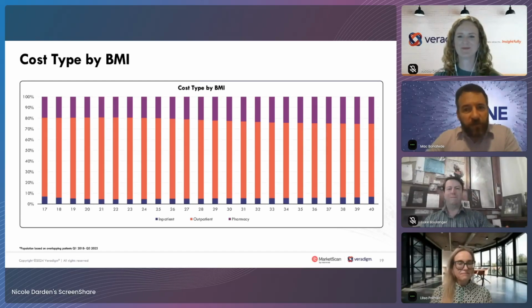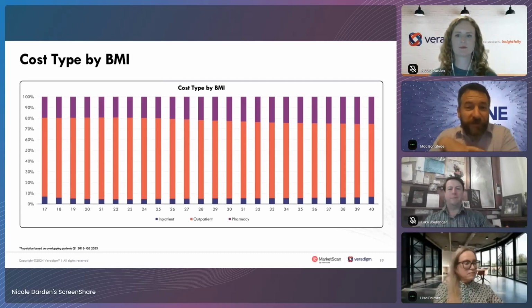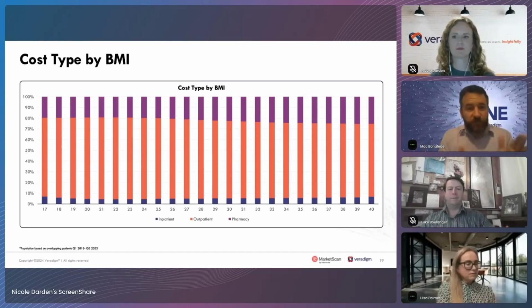As Lisa was showing, we looked at average annual cost as it increases with BMI, but here we wanted to dig into cost composition. MarketScan has really good, clean data; it's the gold standard for cost data and cost composition. Where did those costs come from? The table structure tells you what type of cost it is. So we looked at some trends.